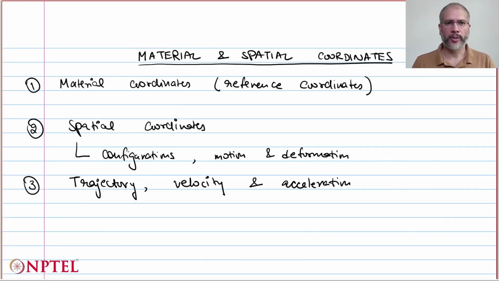The topics for today's discussion will start with material coordinates, also known as reference coordinates, and then we'll move on to the other type of coordinates that we use to express configurations, and that is called spatial coordinates. We'll talk about expressing configurations, motion, and particularly deformation in the spatial coordinates. Towards the end, we'll talk about finding the trajectories, velocity fields, and acceleration fields for motion expressed in these coordinate systems. So let us start with material coordinates.